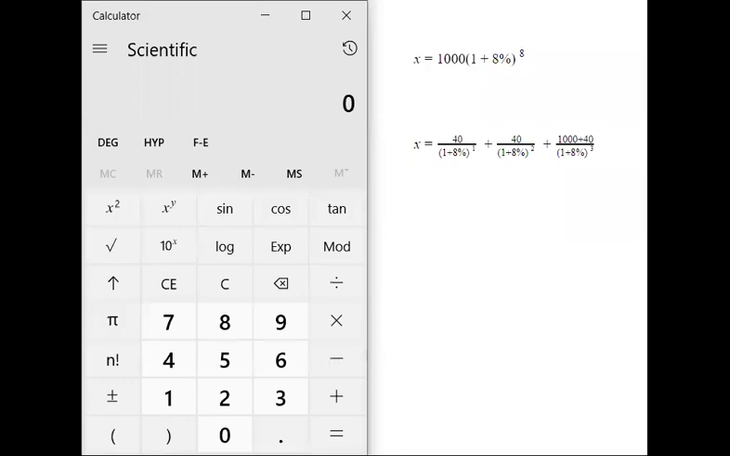Hello, this is a quick tutorial about how to put formulas, specifically formulas from finance, into your calculator. Let's begin. All right, I've got two formulas here that we are going to work on.